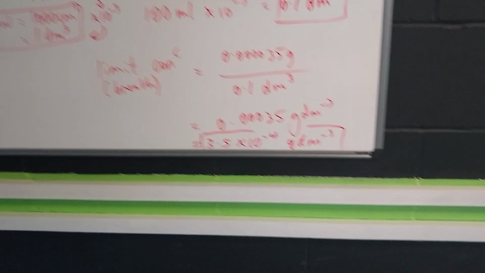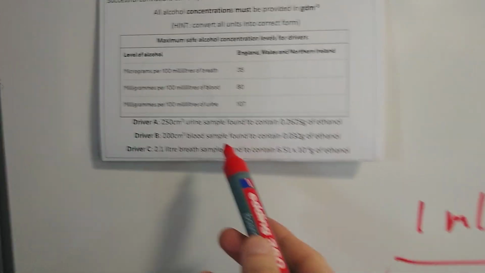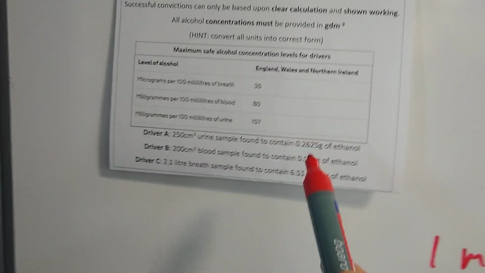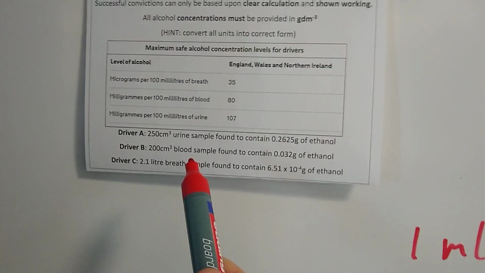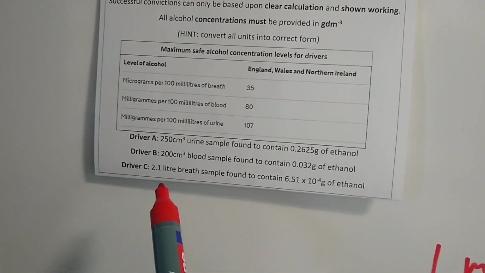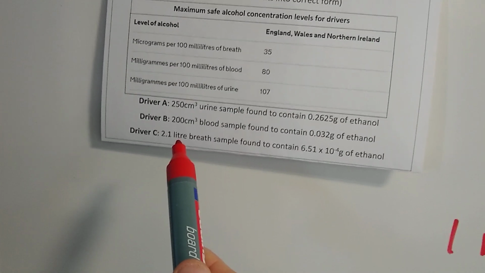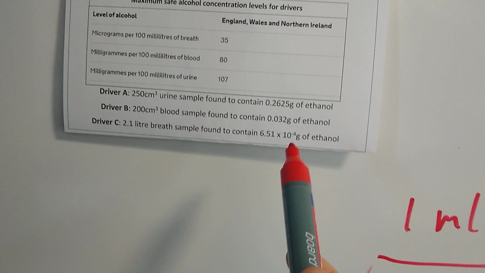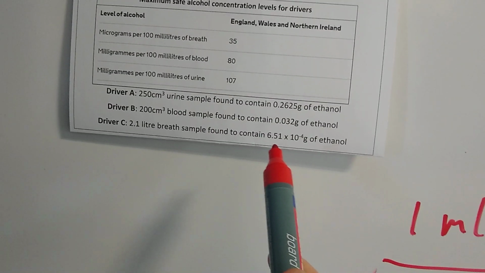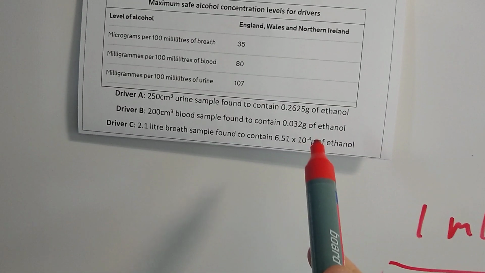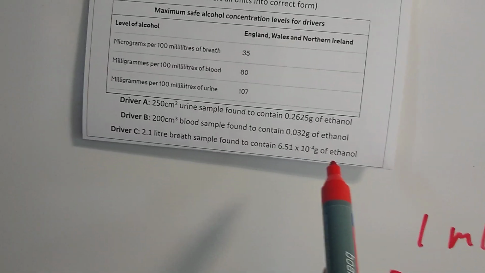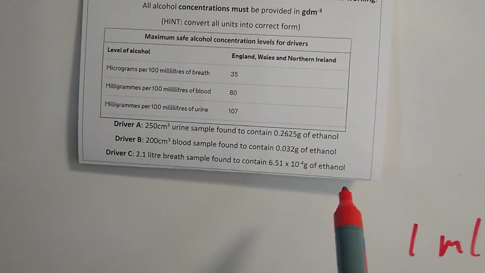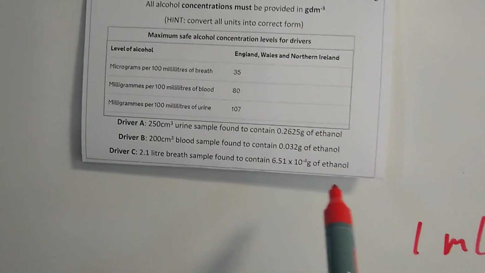So to find out if one of the drivers is over the limit, take a look. Which one of the drivers use breath? That is going to be this one, driver C. So we've got 2.1 litres of breath. That is 2.1 decimeters cubed, so your volume's there straight away, because 1 litre is the same as a decimeter cubed. And we've got this 6.51 times 10 to the minus 4 grams of ethanol. Ethanol is the alcohol that people drink in beer or wine or whatever.